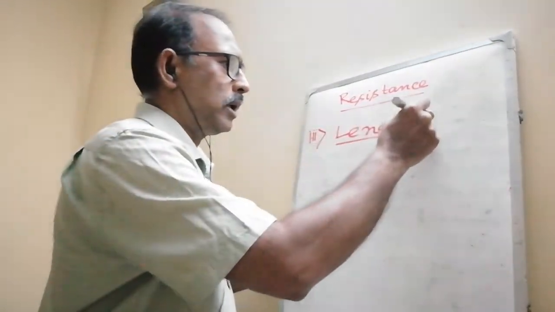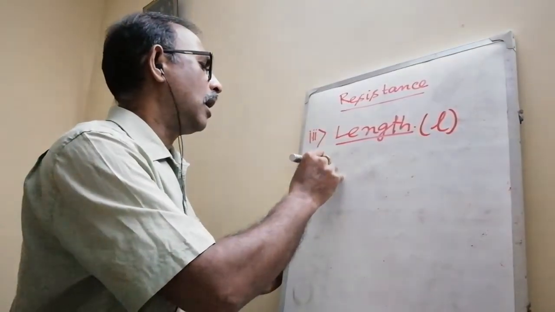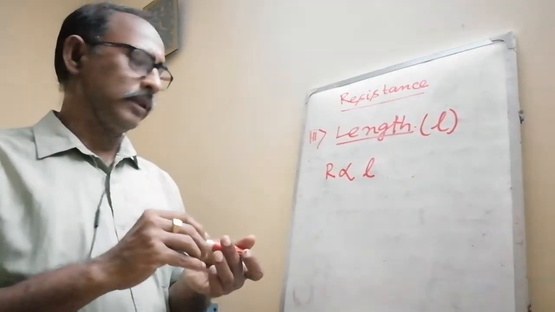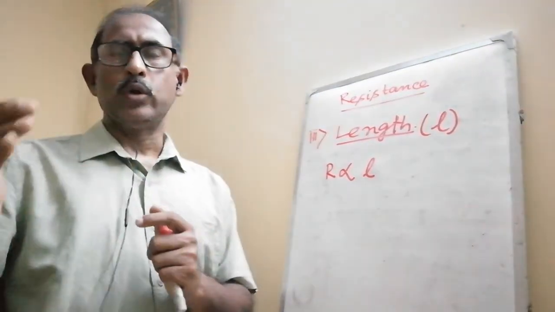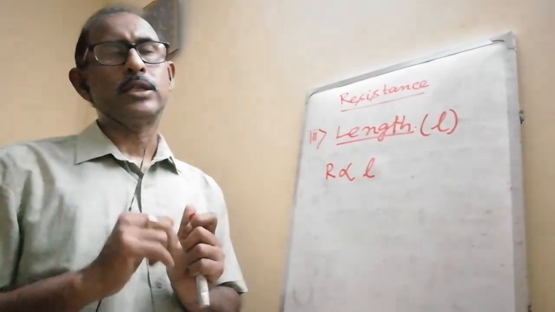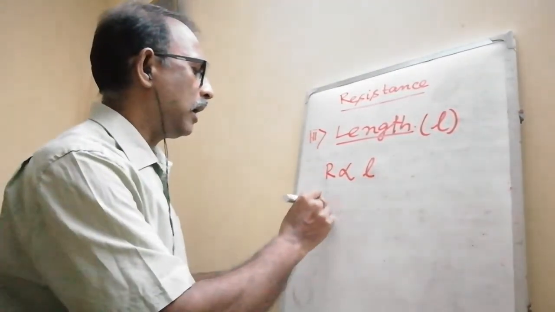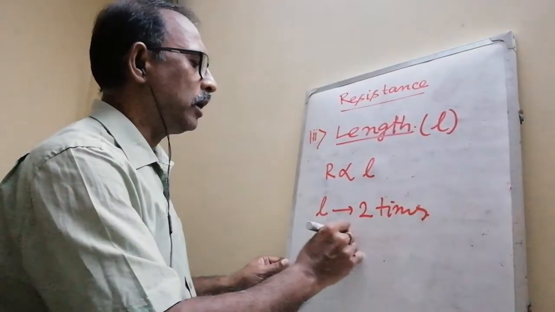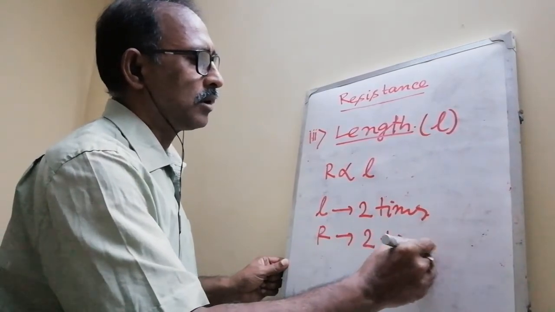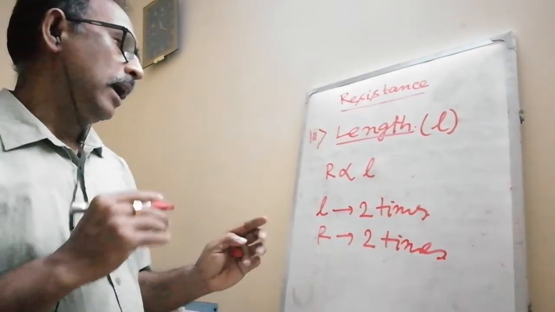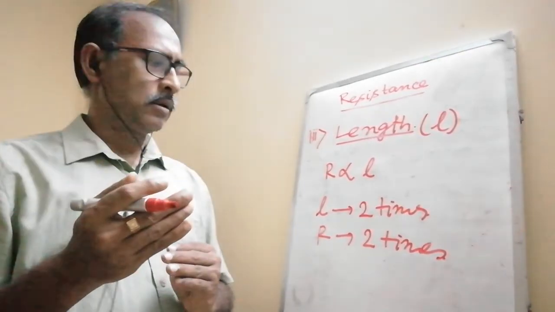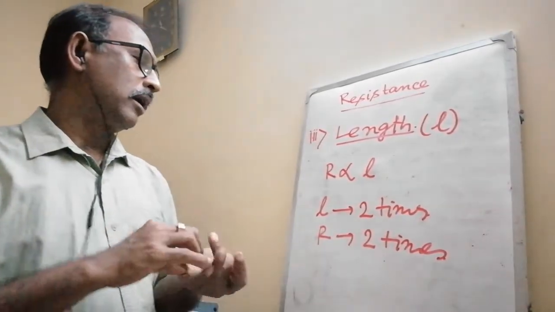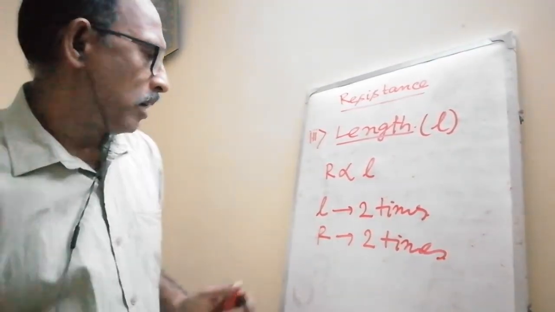If the length of the conductor is indicated by L, then R is directly proportional to L. Here, directly proportional means that if L increases 2 times, then R also increases 2 times. If L decreases by 2 times, then R also decreases by 2 times. This is directly proportional.